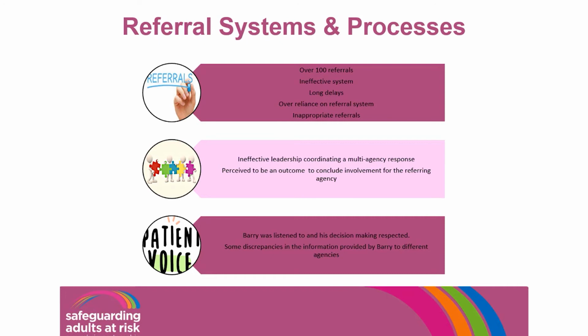Sometimes this was necessary, especially for primary healthcare like GPs, to activate services beyond their remit. However, in this case, it appears to have been an over-reliance, which we've already mentioned, on a referral system to find a solution for Barry's needs, and it didn't. The solution was never found for Barry because his needs didn't match the criteria for most services.